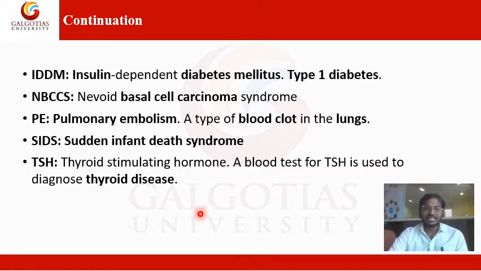Next, TSH, thyroid stimulating hormone. This is one of the blood tests. They mention TSH as the code for diagnosis of thyroid disease. The thyroid produces two hormones, T3 and T4, with the help of TSH. If TSH is abnormal, automatically the patient's thyroid gland secretions are reduced. That is how we identify, or call, TSH abnormality.